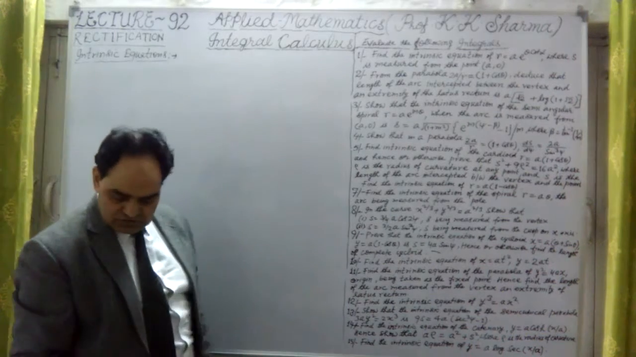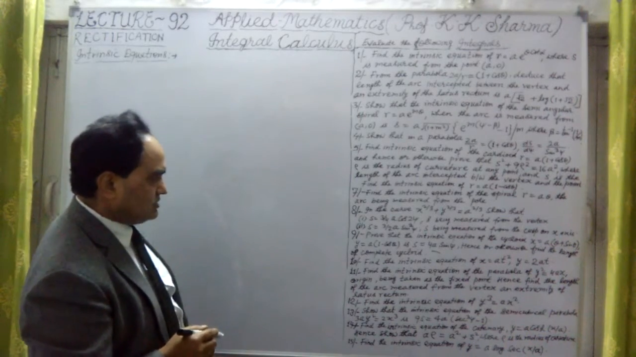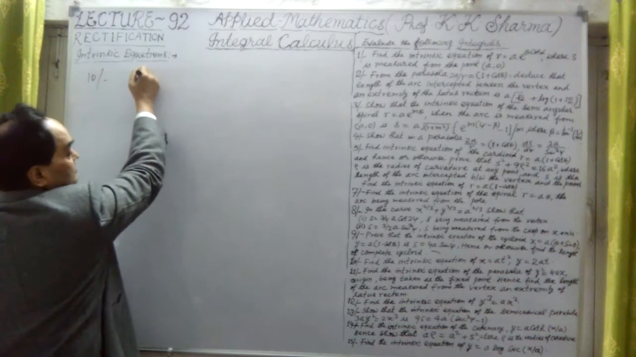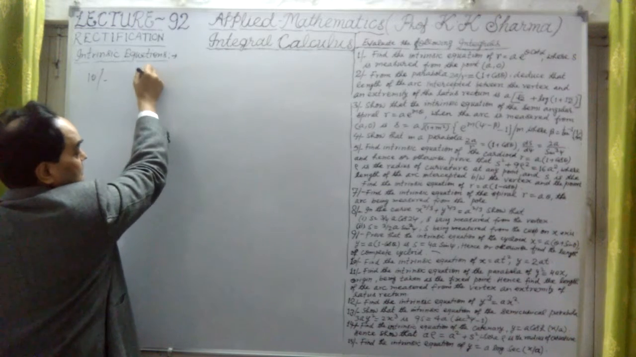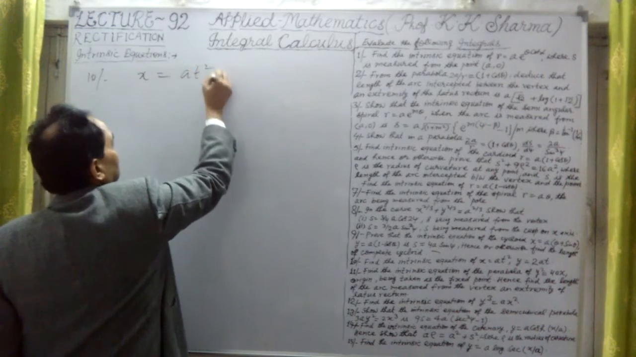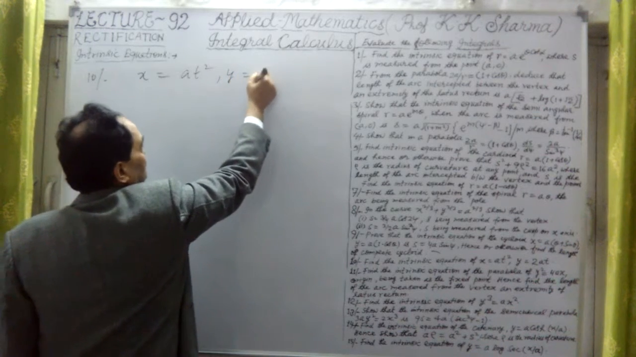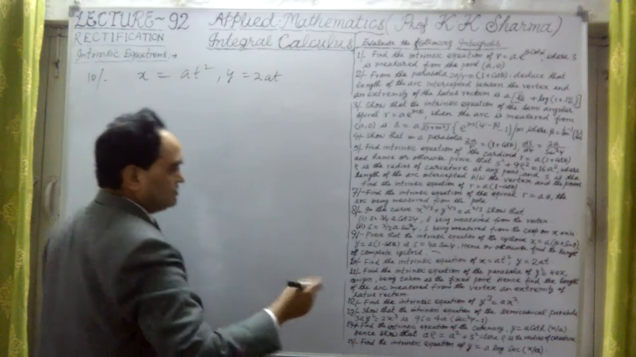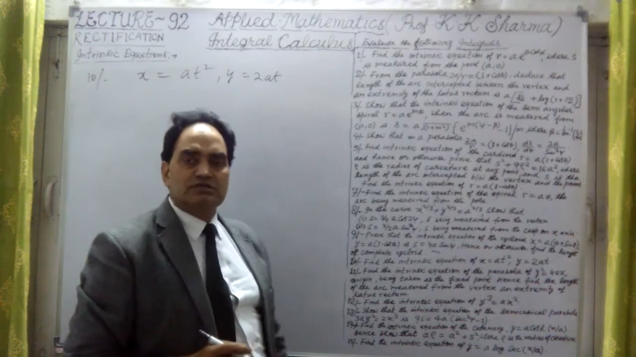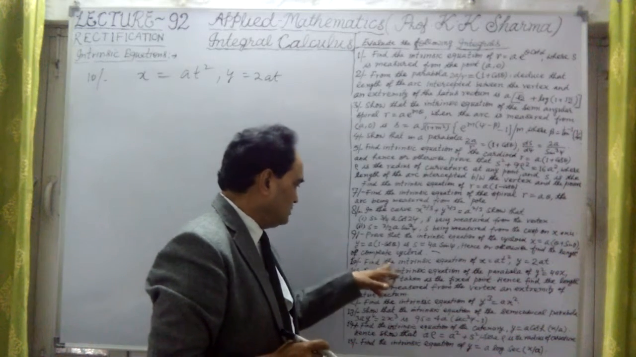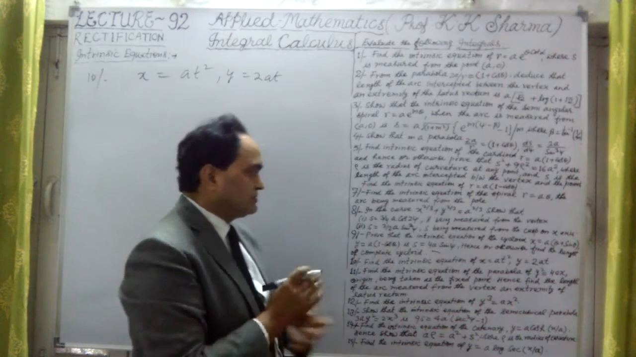Okay, now question number 10. Find the intrinsic equation of the curve x equal to at square, and y equal to twice at. We will take general t from 0 to t. So we only have to find the intrinsic equation of the cycloid.